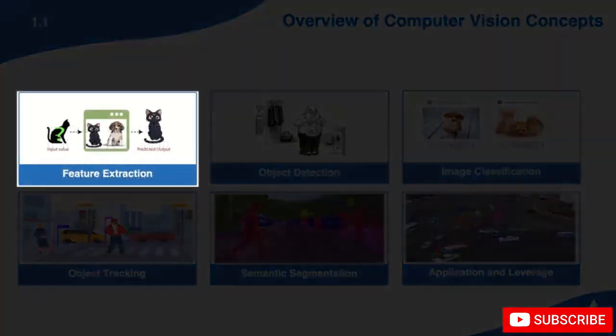Feature extraction. During this phase, the system scrutinizes the incoming visual data to identify and isolate significant visual elements such as edges, shapes, textures, and patterns. And to facilitate computer processing, these identified features are translated into numerical representations, effectively converting the visual information into a format that machines can comprehend.